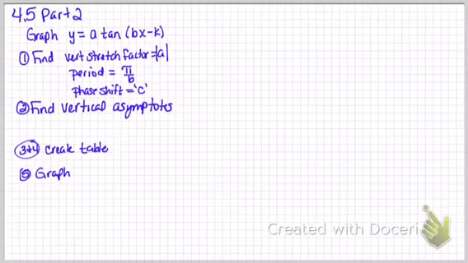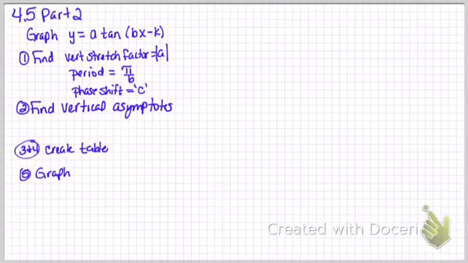Now remember the period for tangent, the parent function was pi, so to find the period of a transformed function, it's going to be pi over b, and then our phase shift is still going to be our c value. So after we do that, we need to find our two vertical asymptotes.